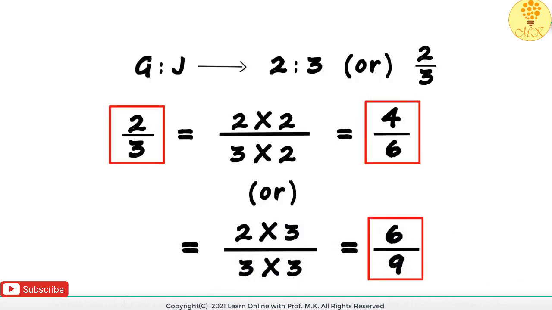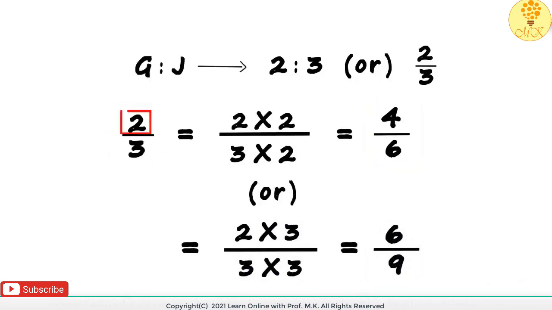All these three ratios have the same value. If we multiply the numerator and the denominator by the same value, the ratio remains unchanged. Even if we divide the numerator and the denominator by the same value, the ratio remains unchanged.